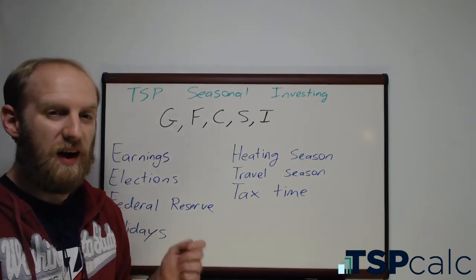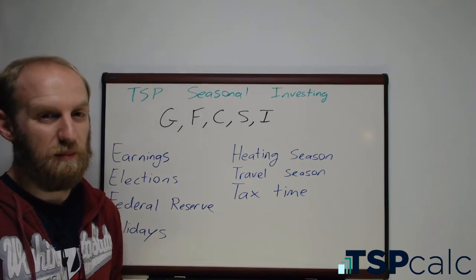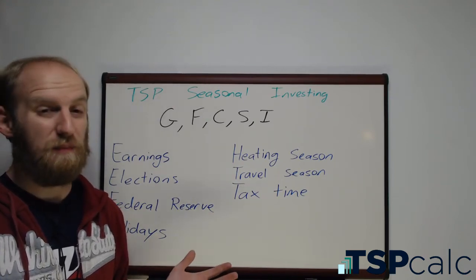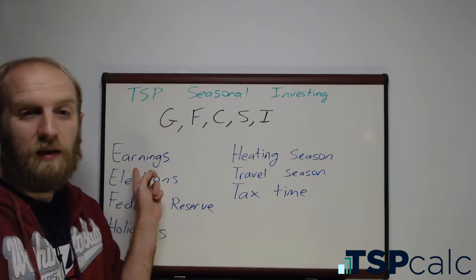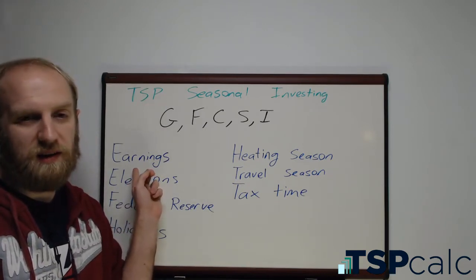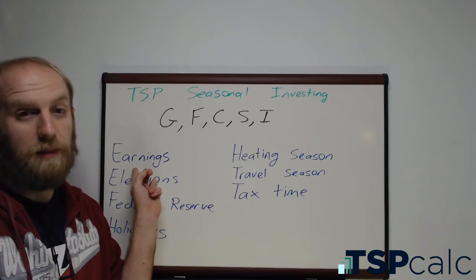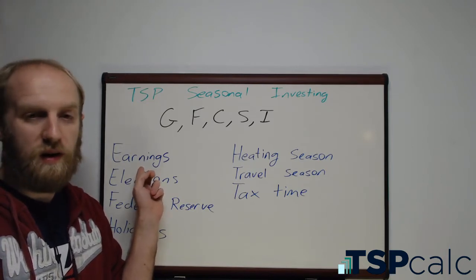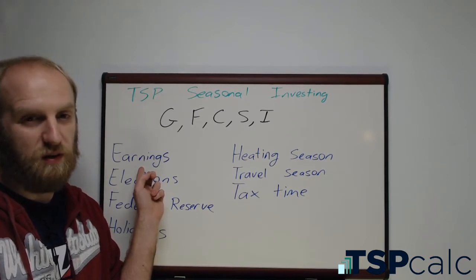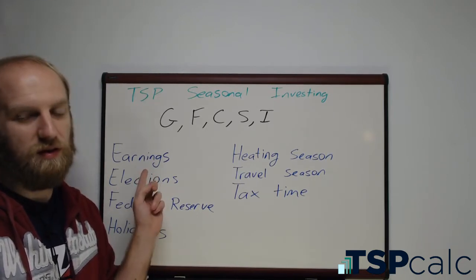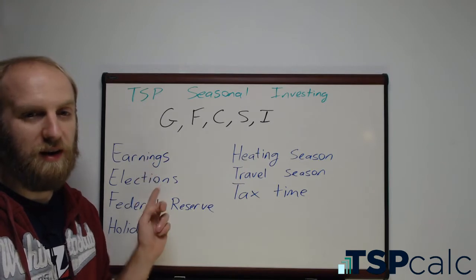All right, so what causes seasonal tendencies in the stock market? There's a myriad of things. There's probably hundreds of causes, okay? There's these things called earnings season. Once a quarter, all publicly traded companies, that means companies that you can buy on the stock market, have to report their earnings to their shareholders, okay? That influences the stock market, and it happens at the same time every year.